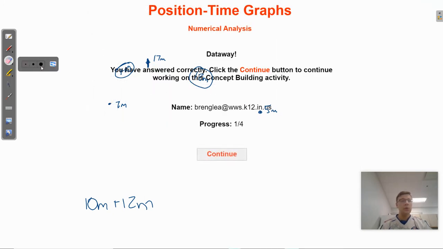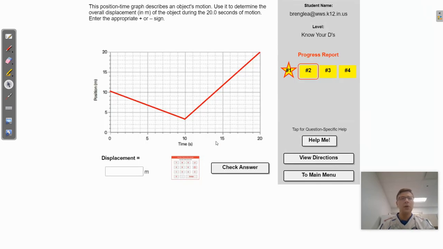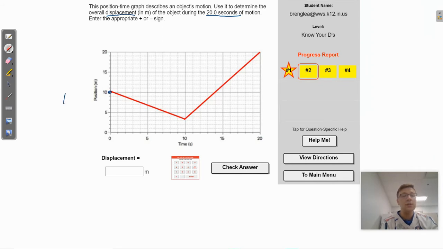Go ahead and clear the screen. Okay, so now this one says use the graph to determine the displacement. So that's key, displacement in meters of the object during 20 seconds of motion, and then use the appropriate positive or negative sign. So for this one, as I mentioned before, we're interested in the final position and the initial position. The initial position is right here at 10 meters, and the final position is up here at 20 meters.